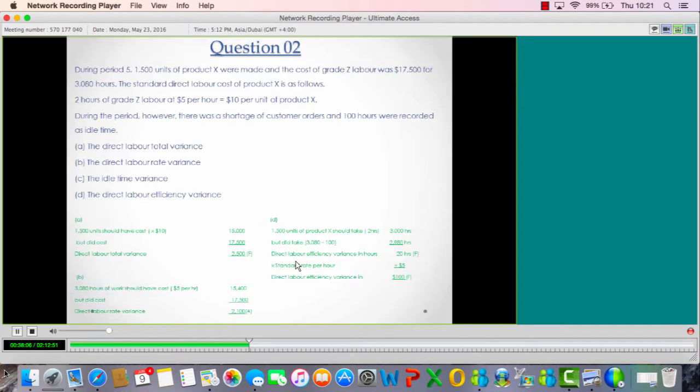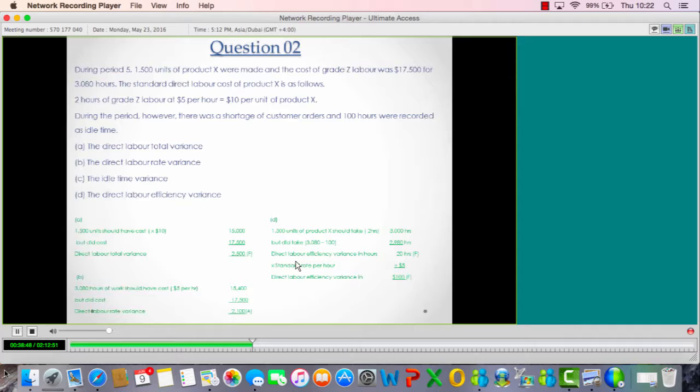Any questions? At what point do we always have to deduct the idle time, or is there some point where you wouldn't deduct it? If they are asking for efficiency, efficiency is the actual hours worked. So for the efficiency variance, you need to deduct the idle time, otherwise the answer would be wrong. Remember that every time: deduct the idle time from the hours worked.